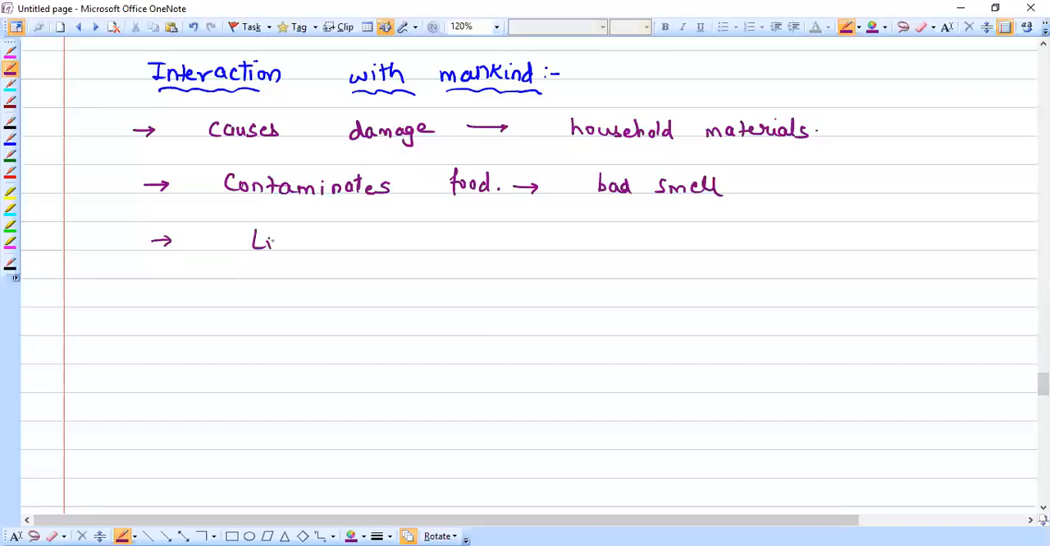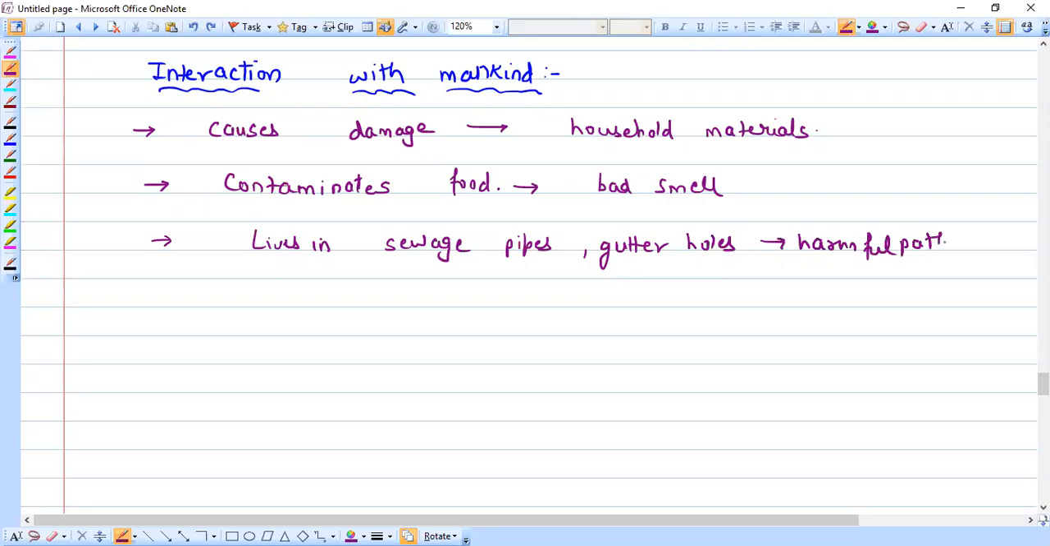Where do they live? We can say cockroach lives in sewer or sewage pipes. There are lots of viruses and bacteria present. They live in sewage pipes, or even gutter holes. The moment you lift up the gutter lid, you will see lots of cockroaches running here and there. So cockroach can have lots of harmful pathogens, and since there are harmful pathogens, they are also responsible for causing diseases. This is very dangerous, like cholera, diarrhea, tuberculosis, typhoid, etc.